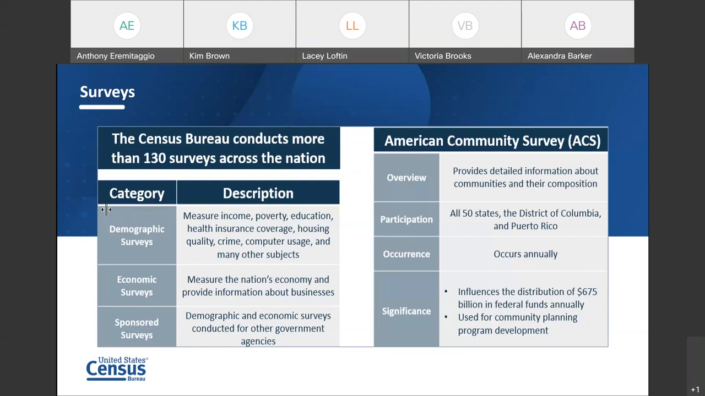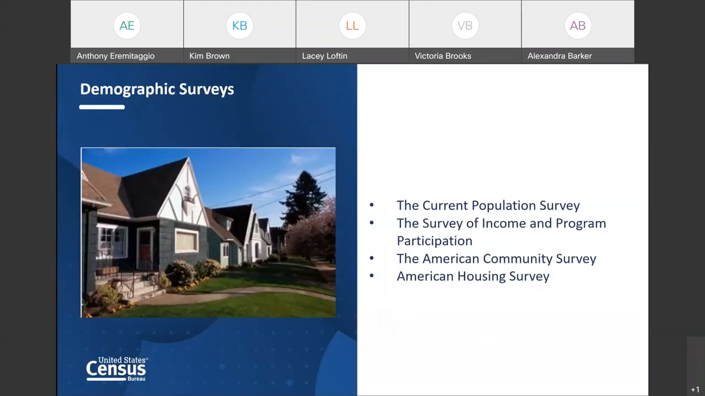So again, the significance and influence of the distribution of $675 billion in federal funds, and it's used for community planning and program development. The 130 surveys that I mentioned are demographic surveys, economic surveys, and sponsored surveys from other government agencies. So the demographic surveys, I wanted to give you a couple examples of what some of those would be.